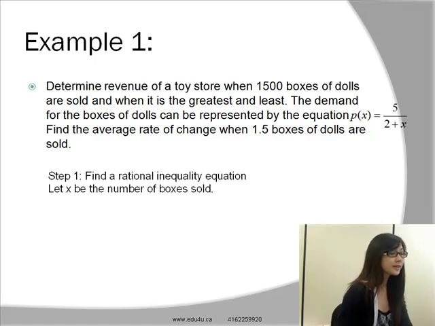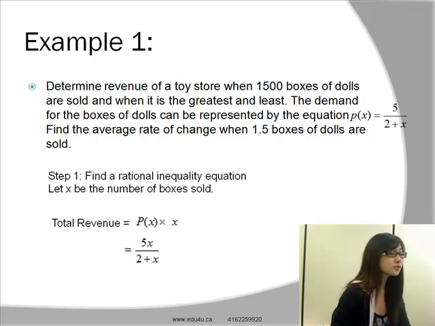So we map out our plan, and first step, we have to find the rational equation, the algebraic expression. So let's let x be the number of boxes sold. We have the total revenue equals P of x times x. P of x we determined from the original question. That's 5 over 2 plus x times x. That's going to be 5x over 2 plus x.